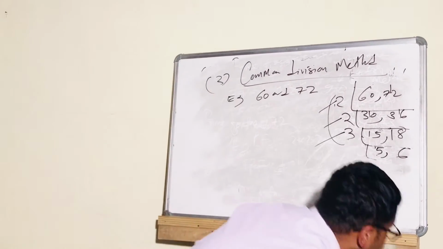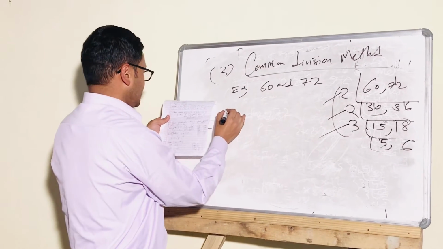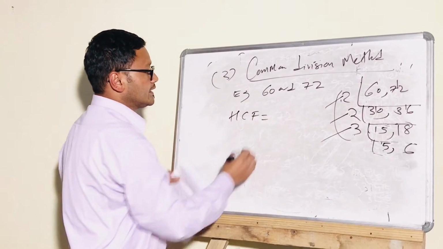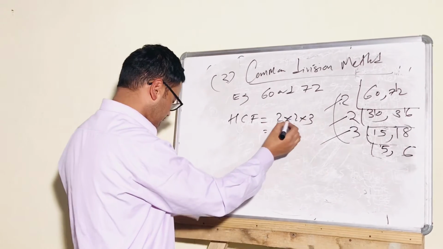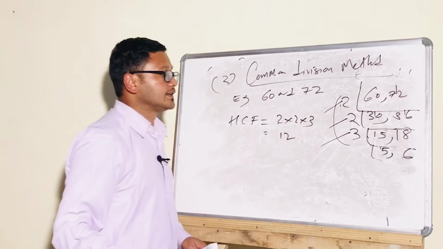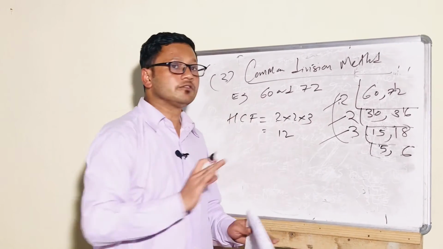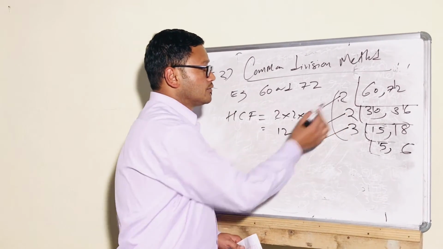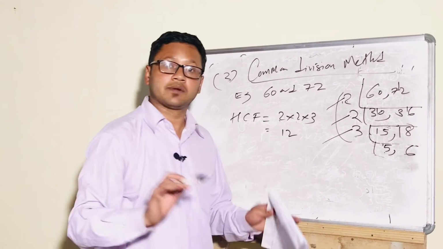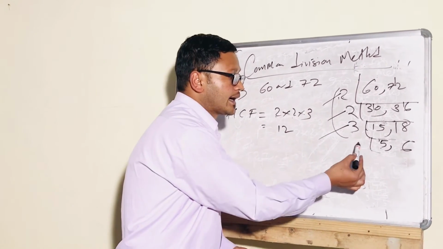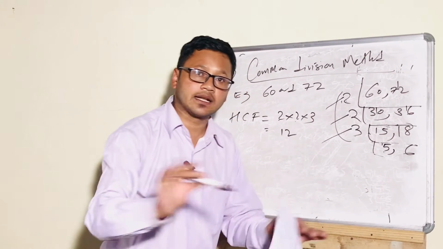Okay, now in this question, in this method, HCF is 2 into 2 into 3. That means 2 2s are 4, 4 3s are 12. 12 is the highest common factor. Okay, 2 is a prime factor, 2 is a prime factor, 3 is also a prime factor, but after this we cannot take 2 because 5 cannot be divided.